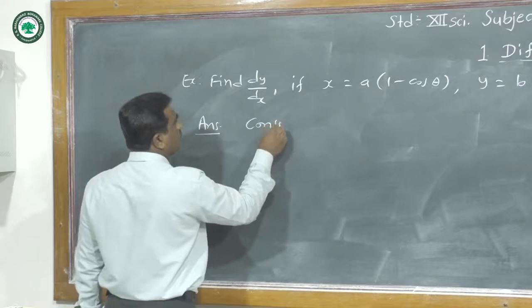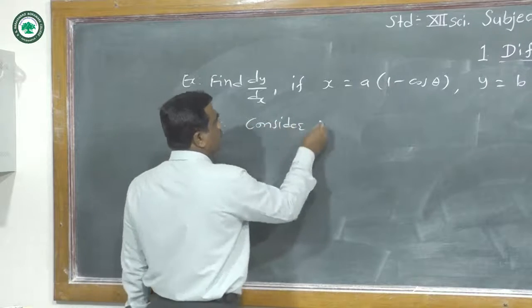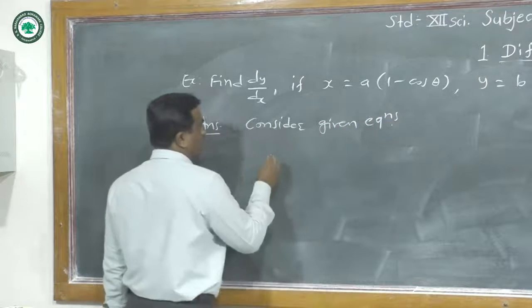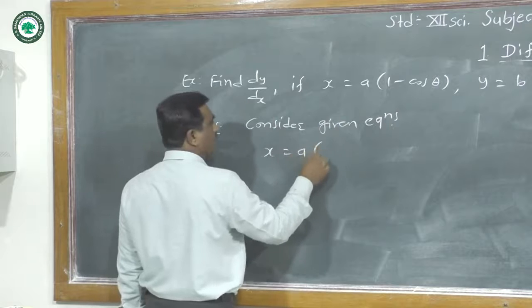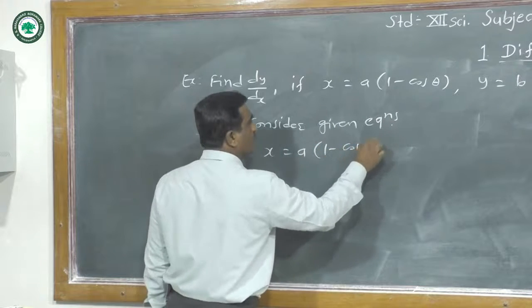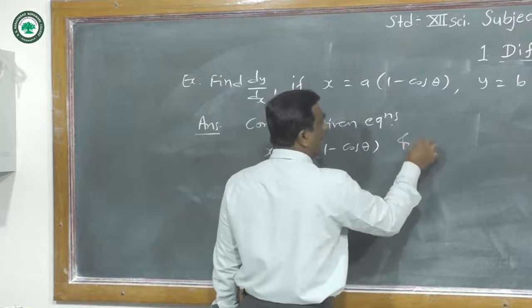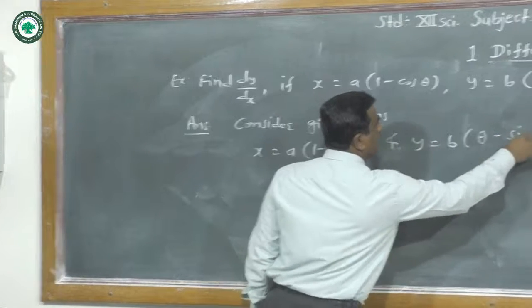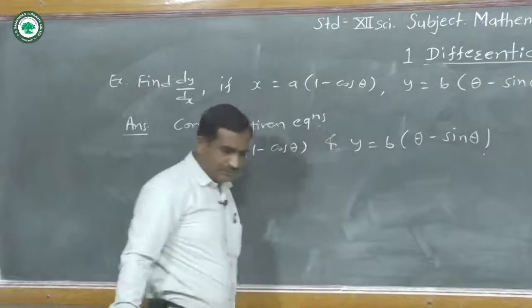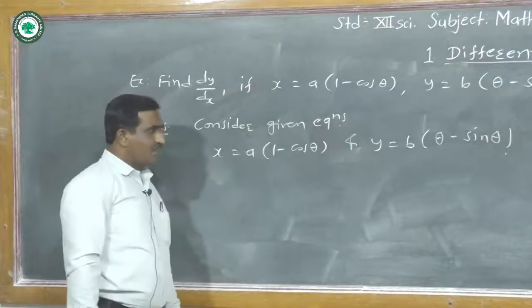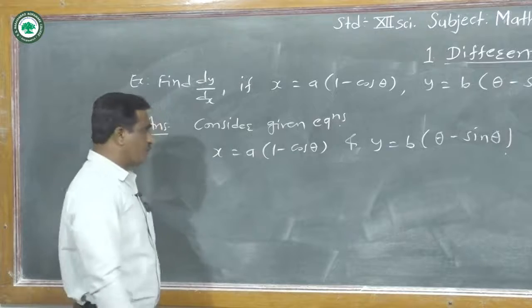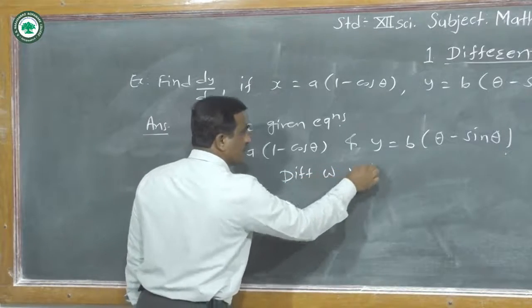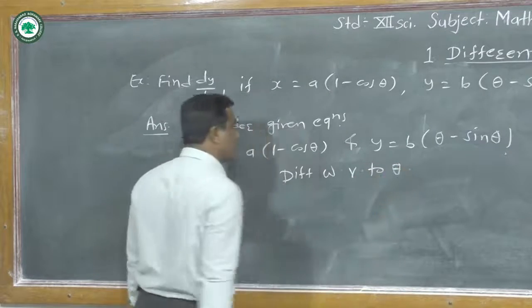Consider given equations x equal to a into bracket 1 minus cos theta and y is equal to b into bracket theta minus sin theta. Now differentiate both equations with respect to theta.